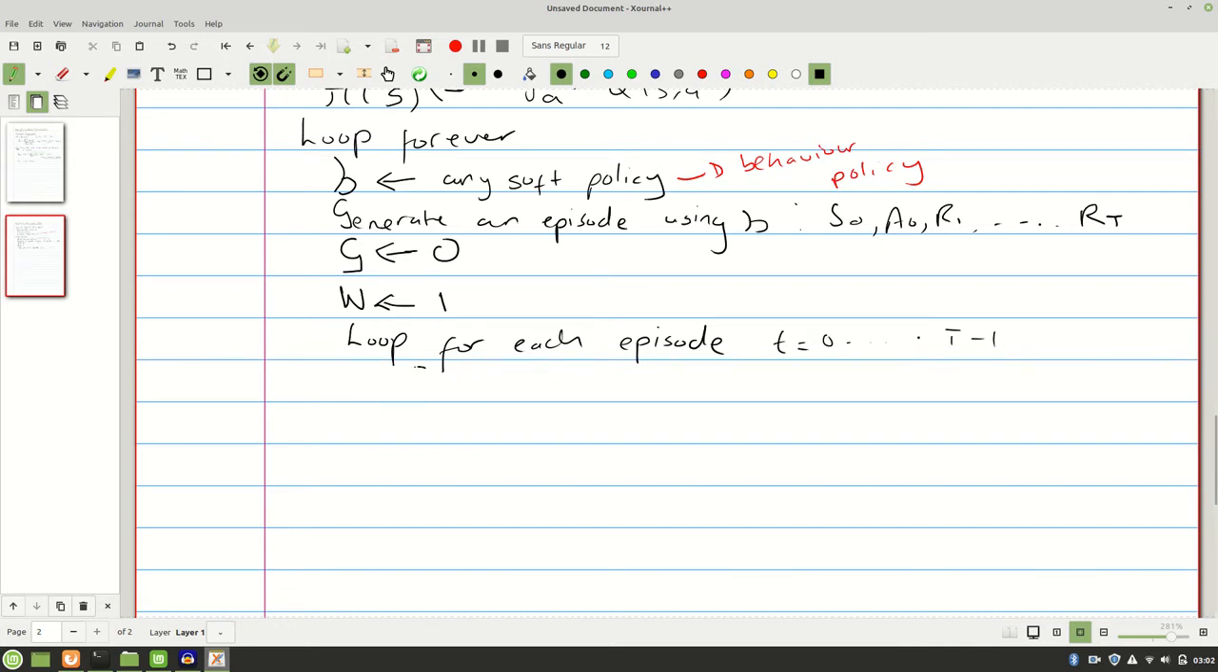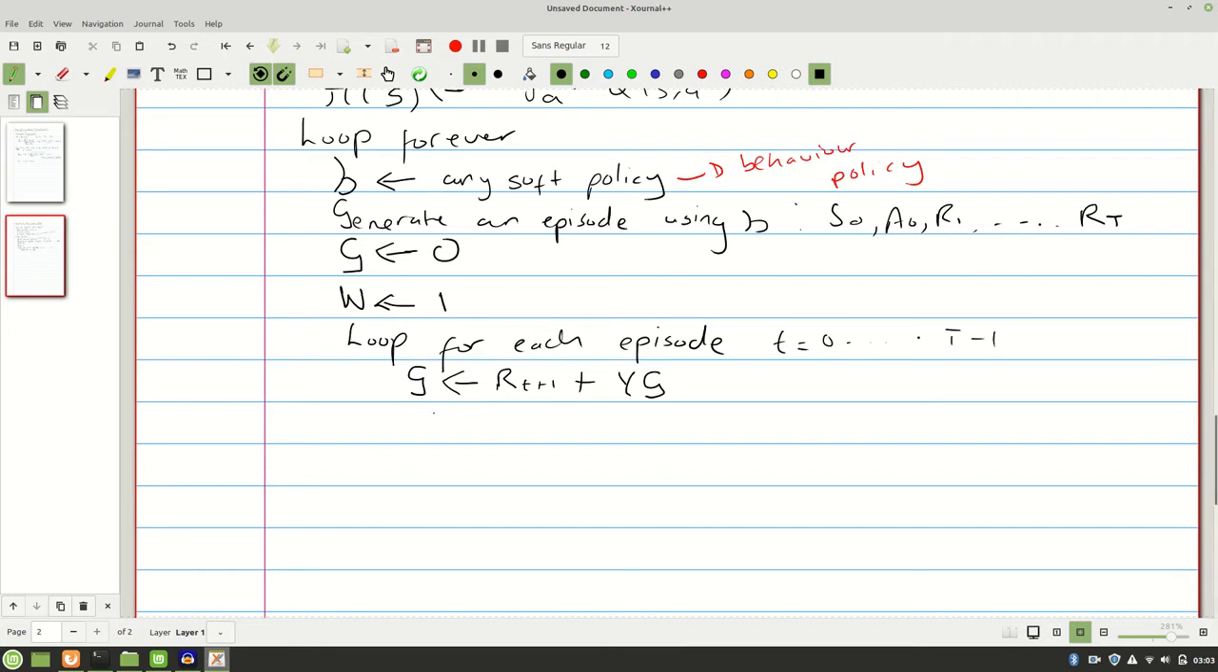And we're going to say G, we're going to assign this to R t plus 1 plus gamma times the value of G. This is, of course, something we already know from all the pseudocode we looked at from the previous Monte Carlo algorithms.